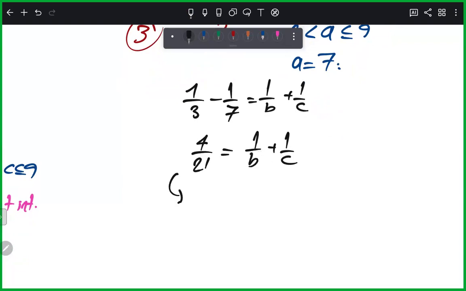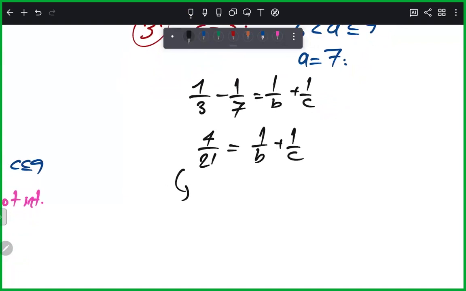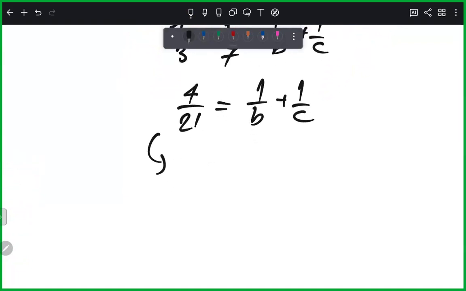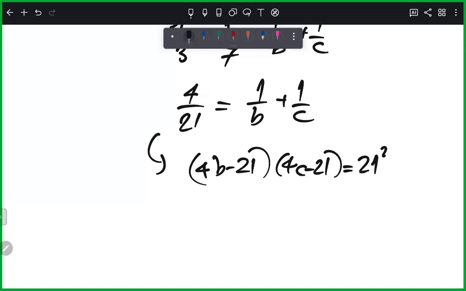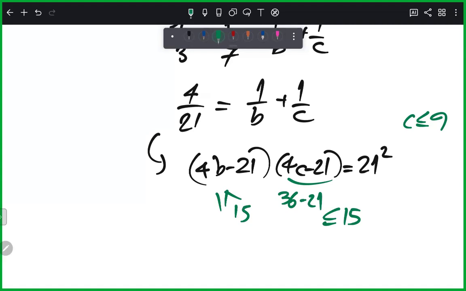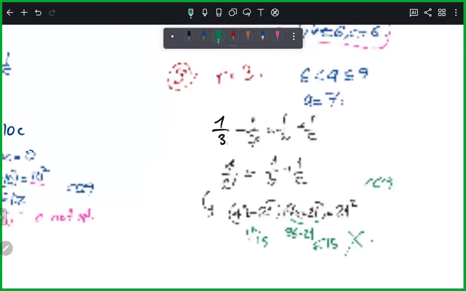We do the same Simon's favorite factoring trick step here, and then we obtain (4b minus 21)(4c minus 21) equals 21 squared. Right? And observe that c is less than or equal to 9, hence this is 36 minus 21, so this part is less than or equal to 15. So is this part, right? This is less than or equal to 15 because b is smaller than or equal to c, hence this gives us no solution, right?